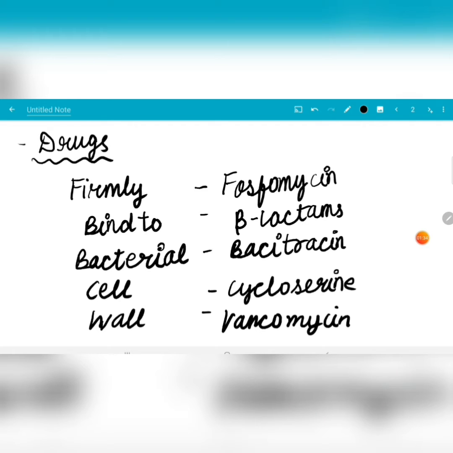You can remember fosfomycin is used in UTI, and bacitracin is used locally only, and cycloserine is used in tuberculosis.